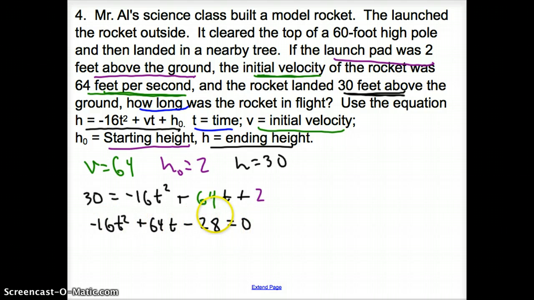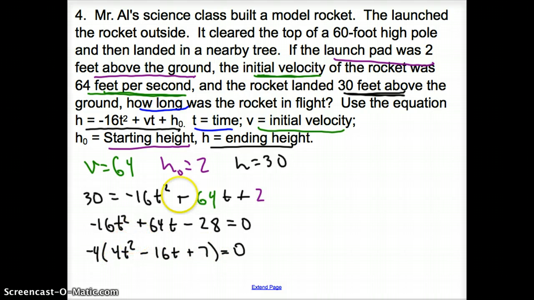Now what do we do with this? What can we factor out of this? Well, I notice all my numbers are divisible by 4, and I do not like this negative leading it off, so I'm going to take out that negative along with it. So I take out negative 4, and I'm left with 4t squared, a minus 16t, and now a plus 7, because I'm taking out a negative 4. That all equals 0.